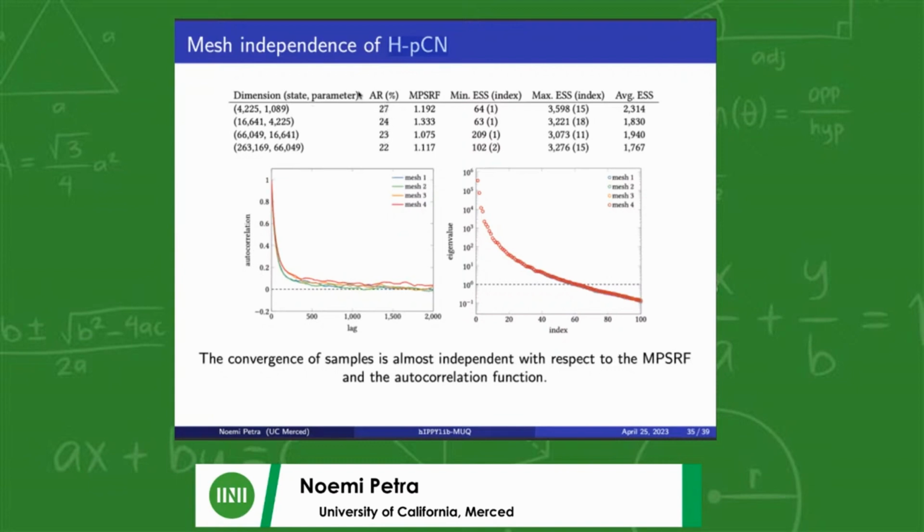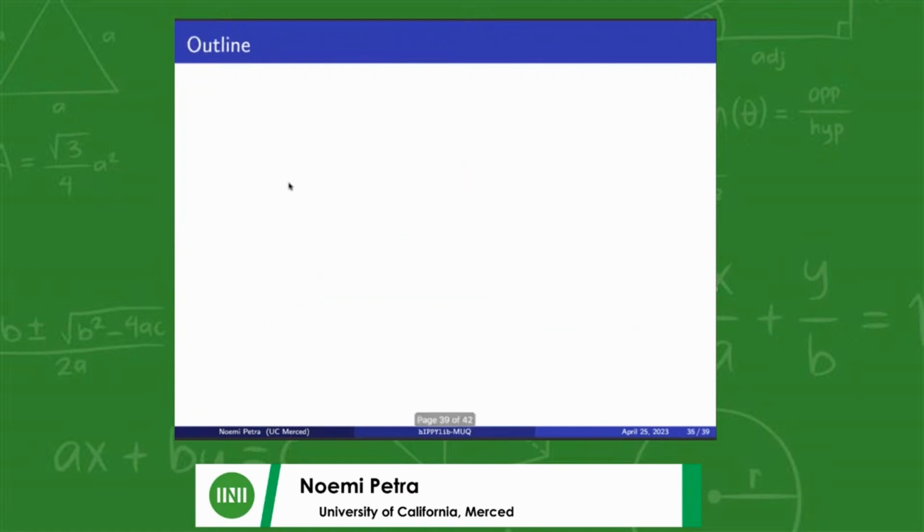The acceptance rate, what was nice, this is showing actually mesh independence. The acceptance rate stays about constant, about the same MPSRF, and the effective sample size is quite stable. And also the nice thing is that if you look at the Hessian, I think this is a fixed Hessian for different mesh sizes. It shows that the spectrum also doesn't change when you increase the number of parameters.